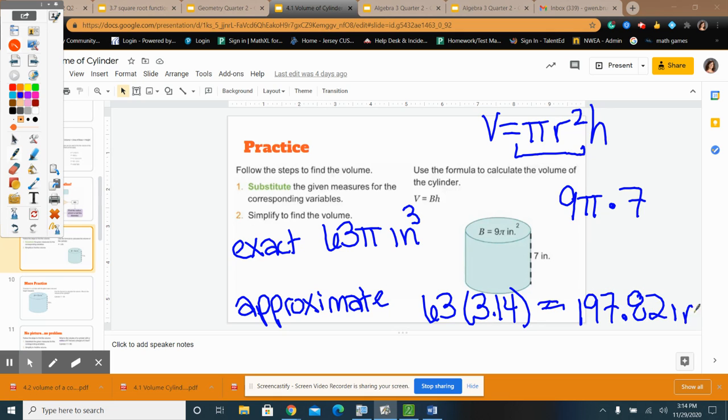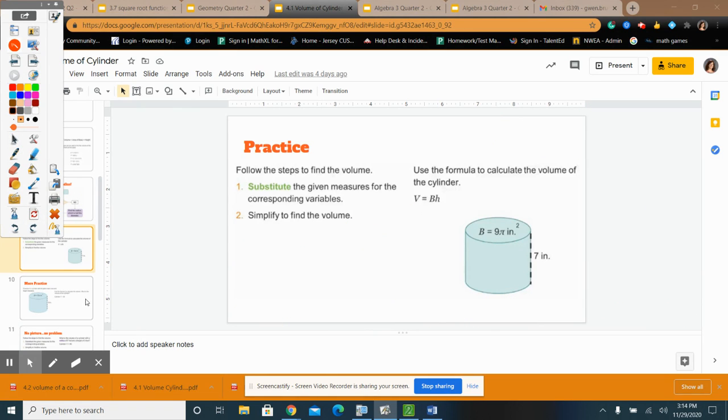2 inches cubed. So it depends what they're asking for. If they say exact, we're going to have a pi in our answer. If not, we're going to type it in our calculator.